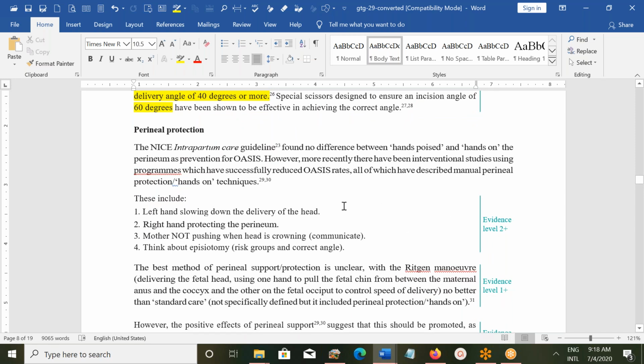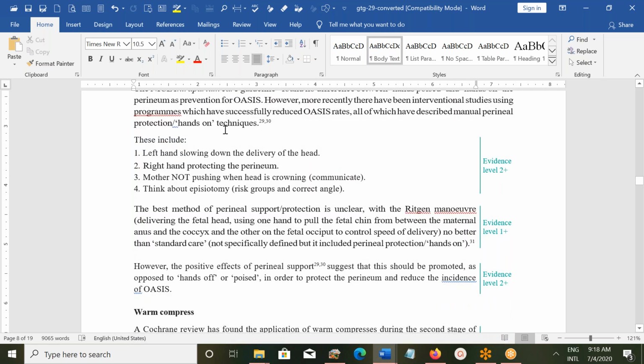Okay, so in the hands-on technique, the left hand will slow down the delivery of the head. You can also say it will control the rate of exit of the baby. The right hand will be protecting the perineum. So the mother should not push when the head is crowning. You have to tell the mother not to push when the head is just crowning. Okay, only when we tell you should you push.